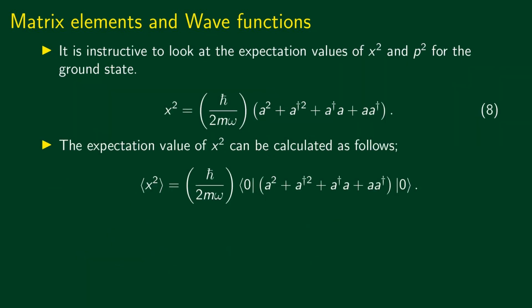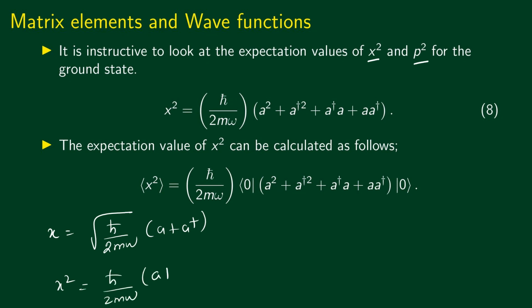Okay, let's now calculate the expectation values of X squared and P squared for the ground state. For this, again, we can start with X equal to the square root of ħ divided by 2mω, multiplied by (A plus A dagger). Then X squared is ħ divided by 2mω multiplied by (A plus A dagger) squared, which is (A plus A dagger) multiplying (A plus A dagger).